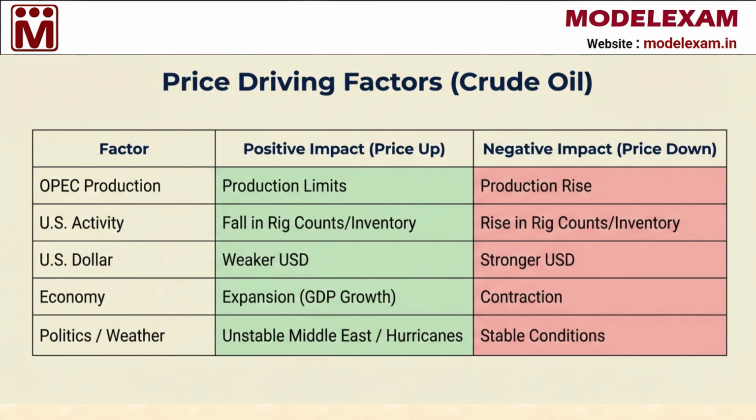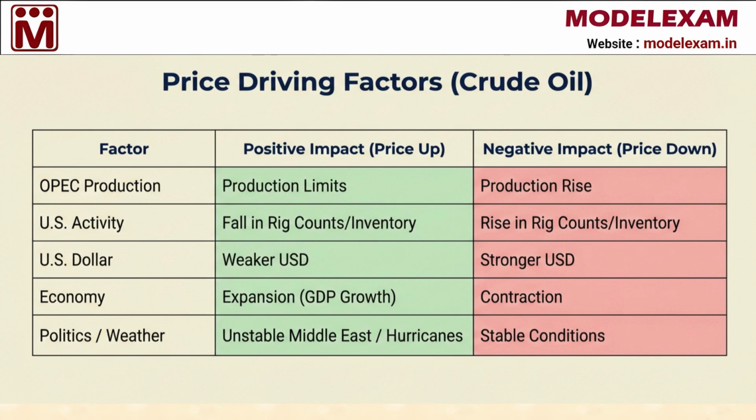The price driving factors for crude oil are quite dynamic. Prices tend to go up when OPEC limits production or when US activity falls, such as a drop in rig counts or inventory. A weaker US dollar and an expanding economy also boost prices. Political instability in the Middle East or hurricanes can also cause price spikes.